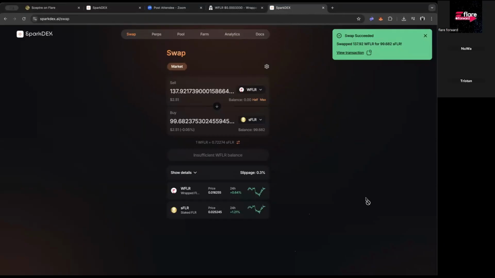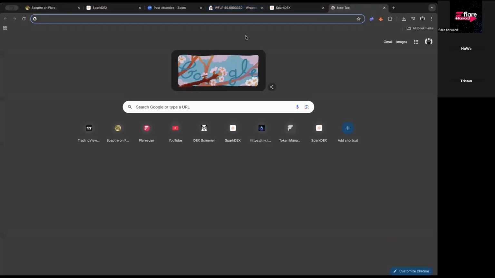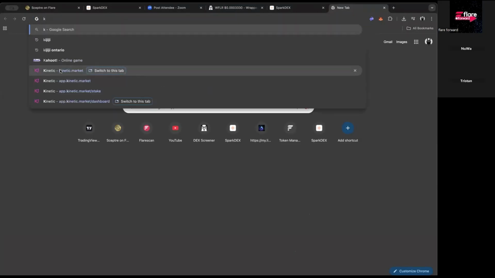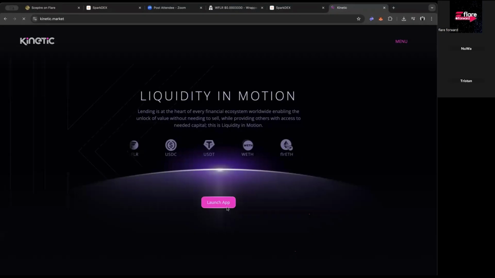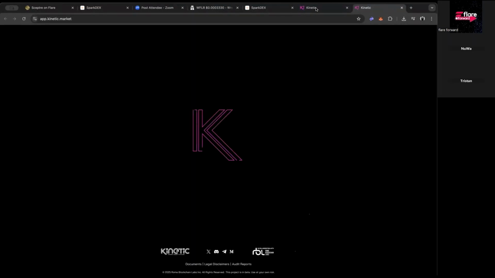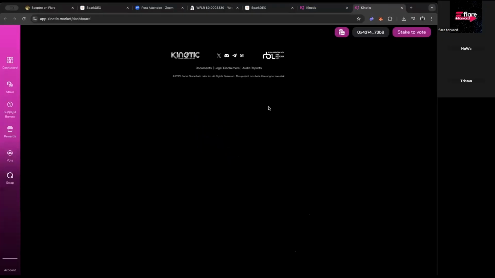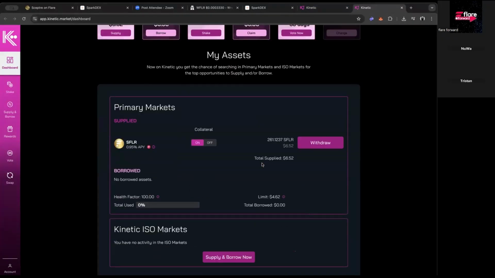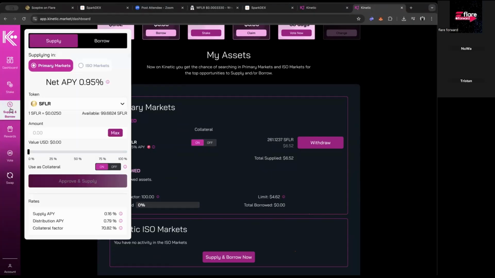All right. So go to Kinetic.Market. Open a new tab. Kinetic. Launch up. Okay. So I was playing around with this one. Perfect. Now go to the pink bar on the left, supply and borrow. Borrow on the top.